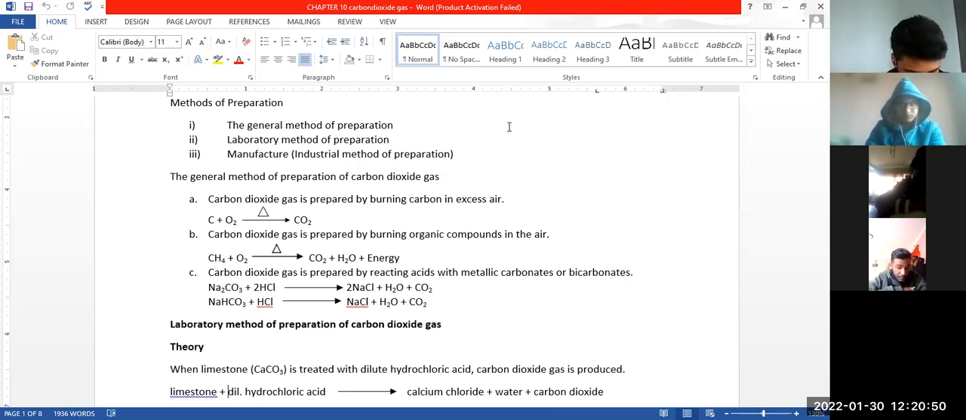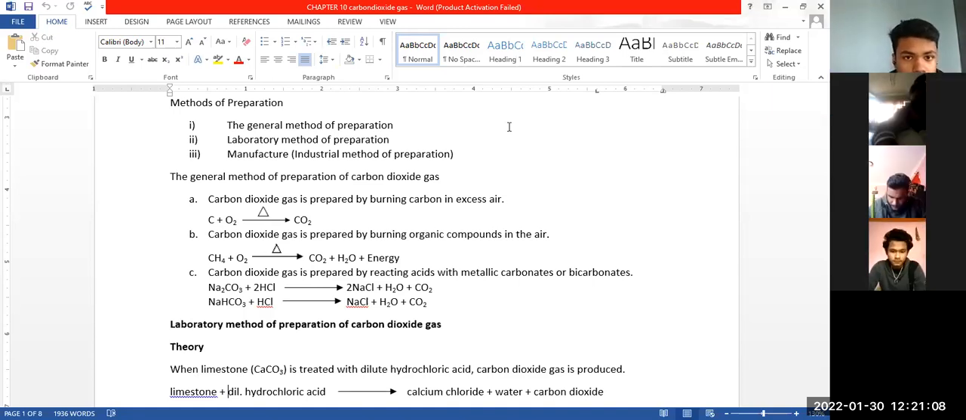What are the two chemicals required for lab preparation of carbon dioxide gas? Okay, calcium carbonate means limestone, and hydrochloric acid. Westina, which chemicals are required to prepare carbon dioxide gas in lab? Mention two chemicals. Calcium carbonate and hydrochloric acid. Very good.